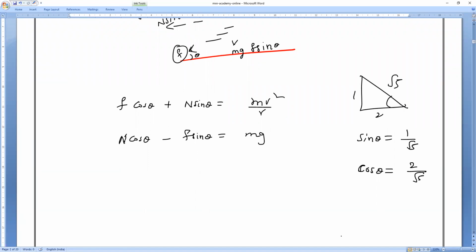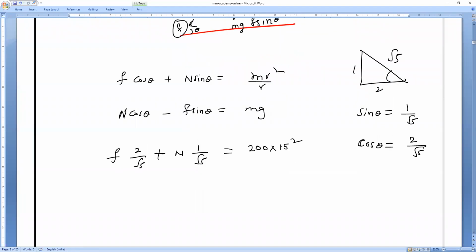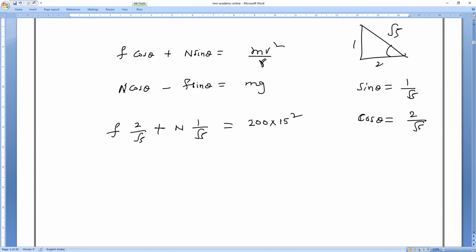Now you can substitute the values. F cos theta value 2 by root 5 plus N sin theta value 1 by root 5 is equal to m value 200 into v value, which is 15, squared. Divided by r value, which is 20. Finish it. Now this equation is modified, taking root 5 to the other side.